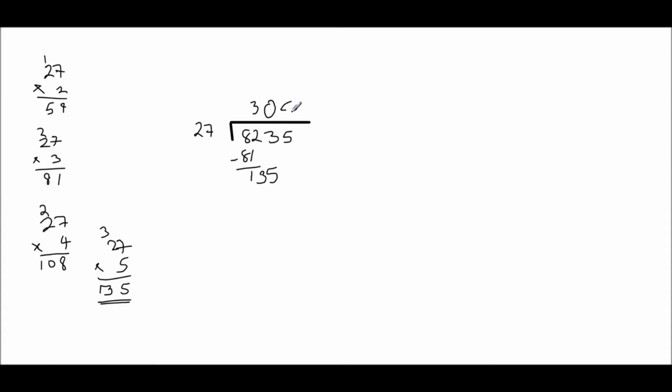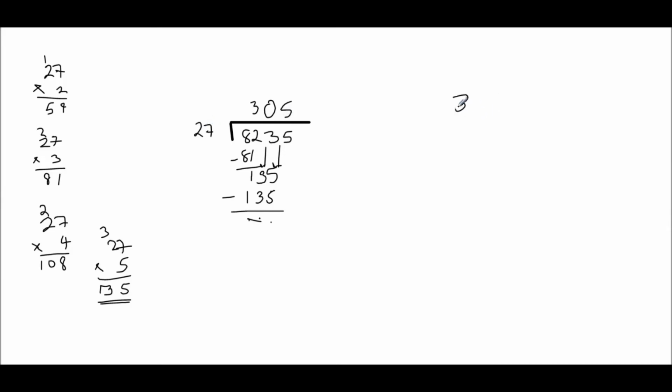So we'd say 27 into 135 goes 5 times. 5 times 27 would give us 135. Subtract, and we have zeros all the way down. So we would have brought down our 5, and at the end of it, 8,235 divided by 27, our answer would be 305.